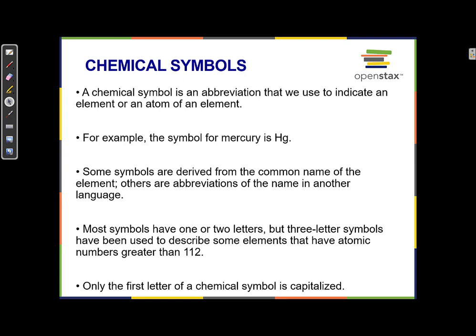So a chemical symbol, and you're probably familiar with these from the periodic table, these are the one or two letter symbols on the periodic table that represent each element. So H is for hydrogen, C is for carbon, O is for oxygen. So H2O means two hydrogen and one oxygen. So chemical symbols are just those one or two letter abbreviations that stand for elements on the periodic table.